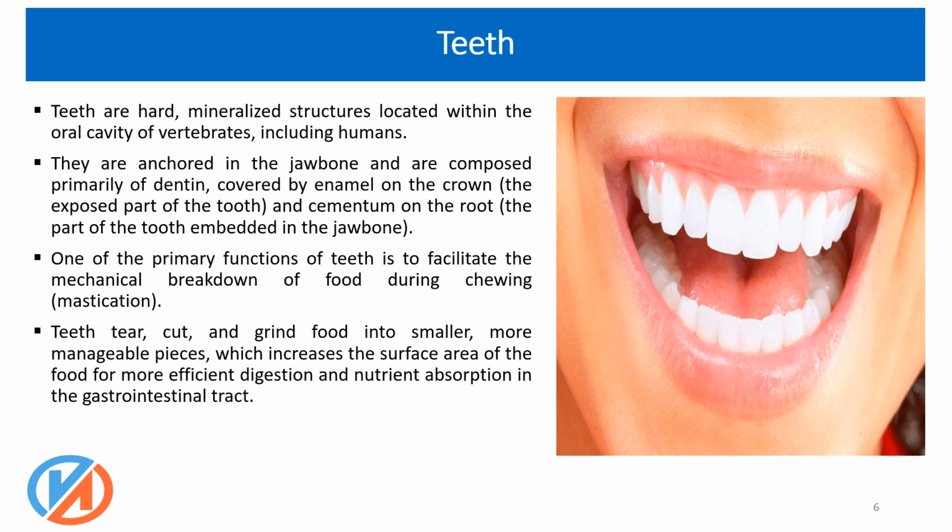chewing or mastication. Teeth can tear, cut, and grind food into smaller, more manageable pieces, which increases the surface area of the food for more efficient digestion and nutrient absorption in the gastrointestinal tract. So the main purpose of our teeth is to reduce the size of the food products for subsequent enzymatic and hormonal actions.